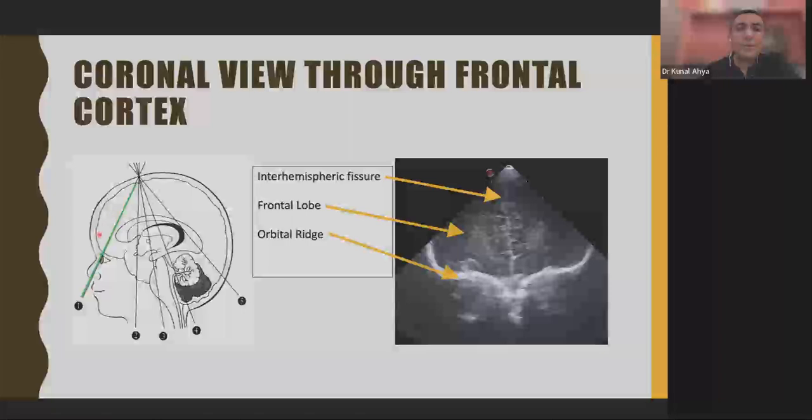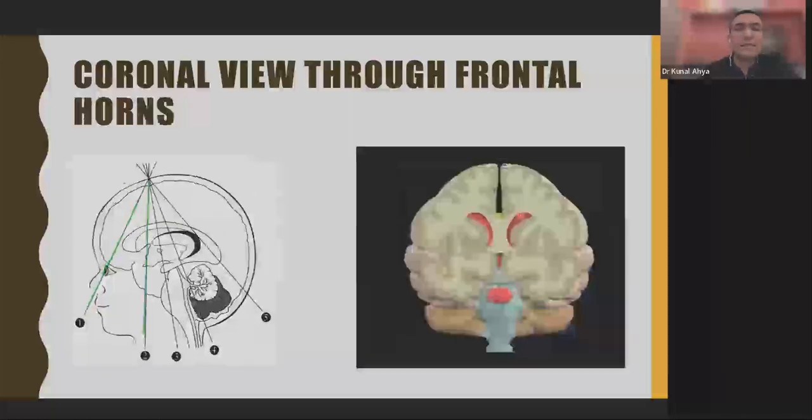Why is it important? If you scan the whole of the brain, you will not miss any of the structures. Hence, you need to screen it from front to back. It has to be your standard way in which you should be doing it. Sometimes you will see PVL changes in the frontal lobe also.